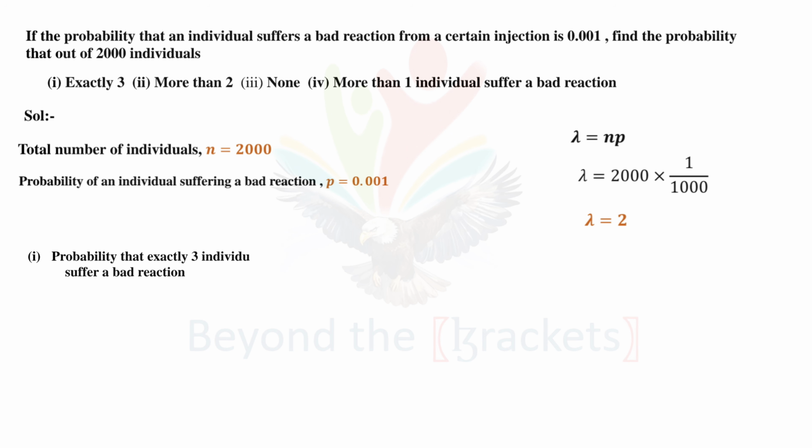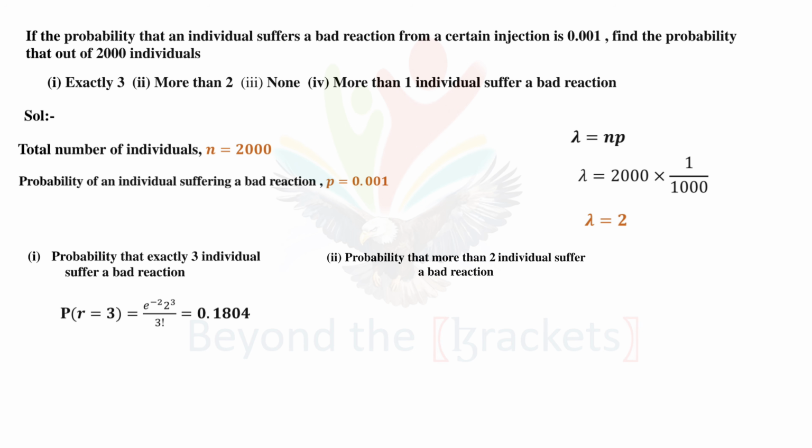In the first case, the probability that exactly 3 individuals suffer a bad reaction is given by P of R is equal to 3. Substituting the values in the probability mass function, we obtain e power minus 2, 2 power 3 by 3 factorial, which simplifies to 0.1804.